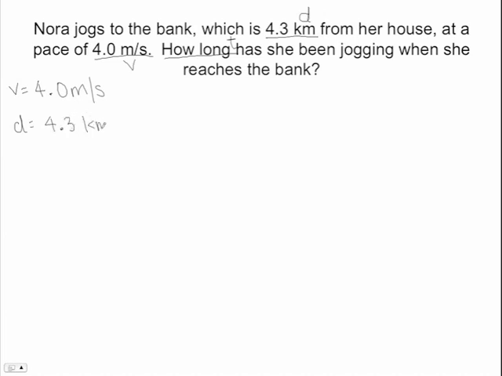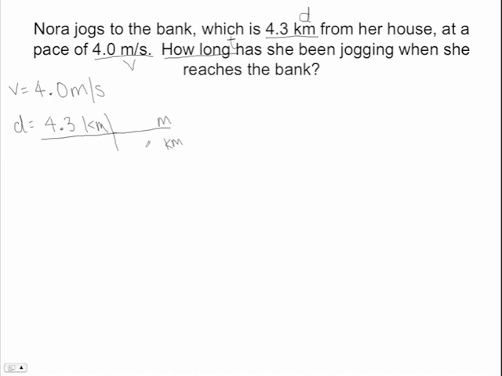Now, do you see that her speed is in meters, but her distance is in kilometers? Before you put it into the problem, you want to go ahead and just convert those kilometers to meters, just like we did in Unit 1 when we did conversions. So we have kilometers over here. We want to get rid of kilometers, so I'm going to put them on the bottom. And we want meters, so I'm going to put those on the top.